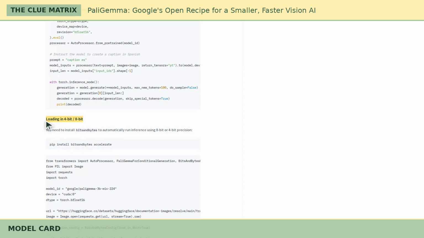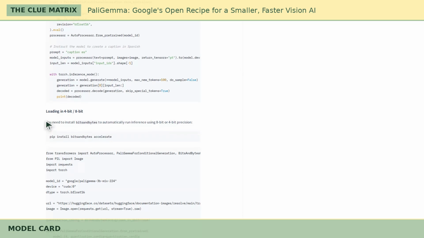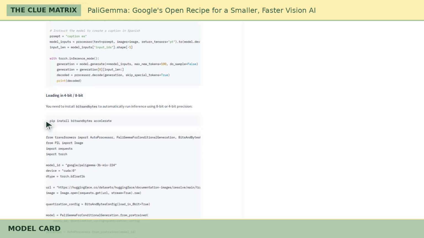PaliGemma really is an open recipe. It's small, efficient, and transparent about how it's built and how to use it. A powerful new tool for developers everywhere. The modularity is the future. Proven components assembled well.